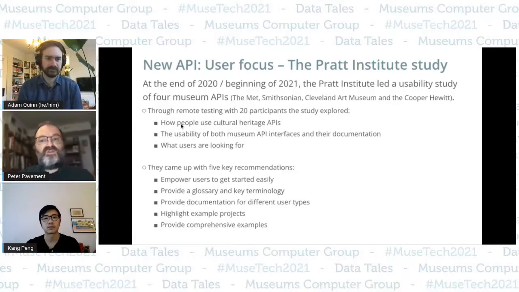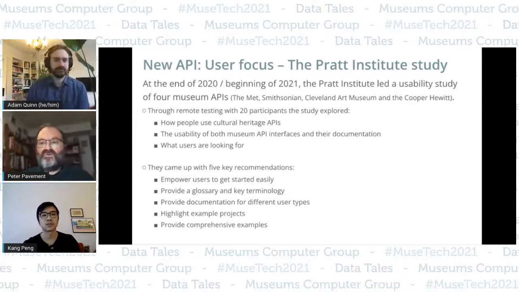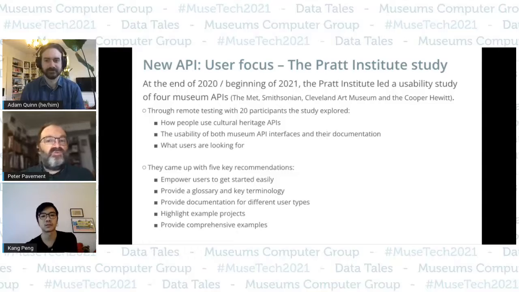The first thing was to empower users to get started easily, to provide a glossary and terminology. There's lots of jargon in this world of APIs. You've just heard a whole load of it. And to provide documentation for different user types, so recognizing that people are coming from all sorts of backgrounds and with all sorts of motivations to use APIs. The other thing is to highlight example projects. Inspiration always comes from seeing what other people do, and is to provide comprehensive examples too. So next slide, please.